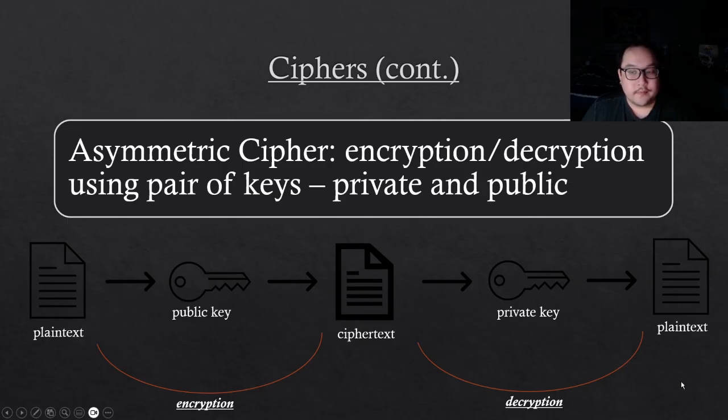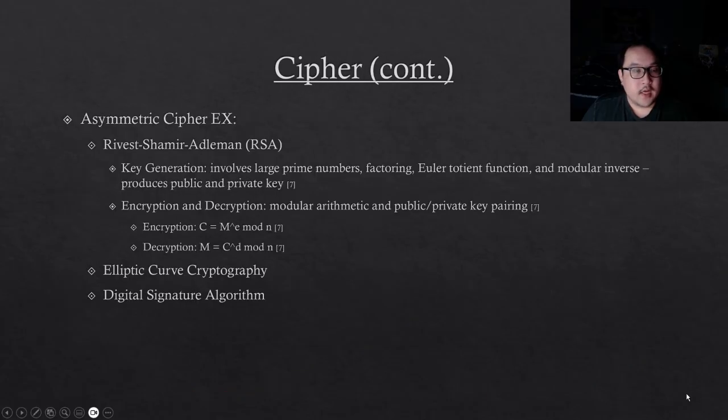read the plaintext. The example that I included for the asymmetric cipher is the RSA, and includes two main parts, which is the key generation and the encryption and decryption. So in the key generation, it involves large prime numbers, factoring, Euler's totient function, and modular inverse. This produces the public and private key to use.